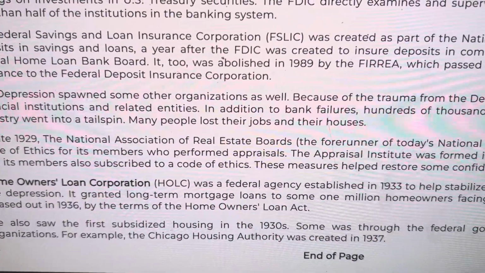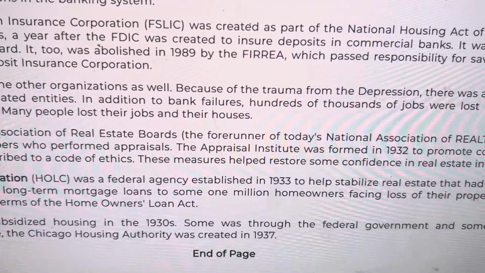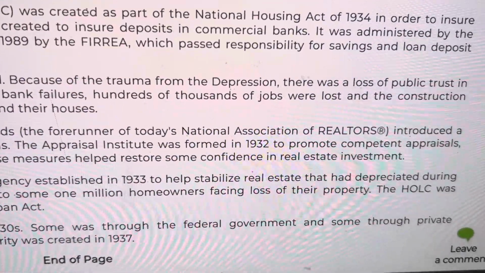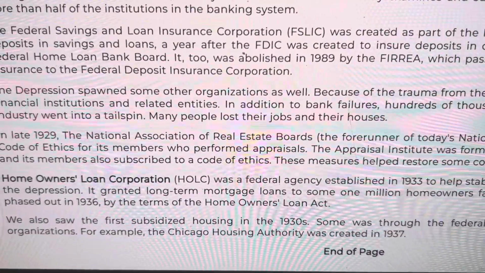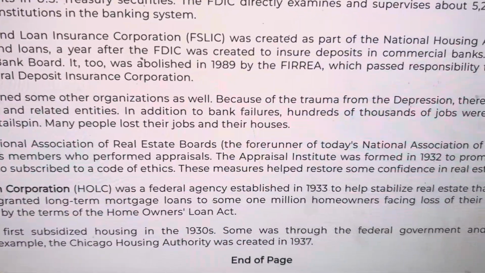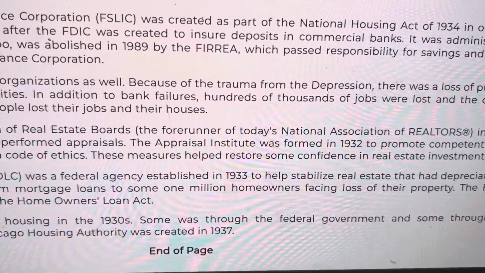We also saw the first subsidized housing in the 1930s. Some was through the federal government and some through private organizations. For example, the Chicago Housing Authority was created in 1937. End of page.